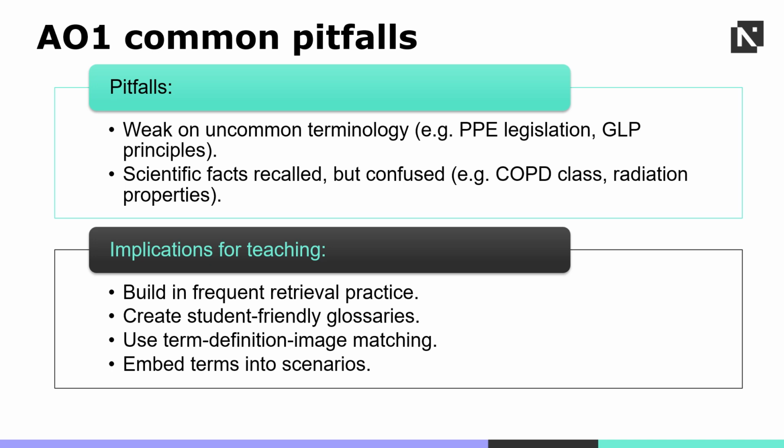Use term-definition-image matching to reinforce learning, especially with abstract or procedural content like GLP or types of radiation. And finally, embed these terms into scenarios so that students move from knowing a definition to recognizing how it functions in practice. This layered approach helps secure AO1 knowledge and sets the foundation for stronger AO2 and AO3 performance.